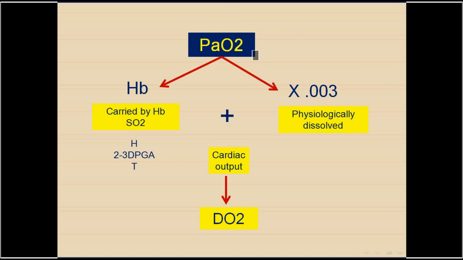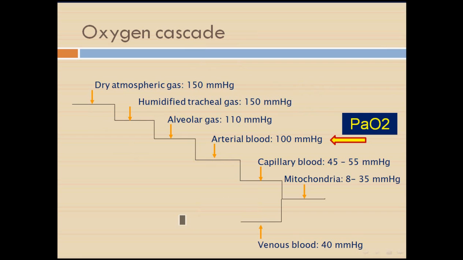That's why the partial pressure of oxygen will determine how much will be physiologically dissolved and how much will be carried by the hemoglobin, because there are competitors for the oxygen on the hemoglobin, which are hydrogen ion, 2,3-diphosphoglyceric acid, and the temperature. And these together will form the oxygen content. If you multiply it by the cardiac output, this means how much will be delivered per minute. This is the arterial partial pressure of oxygen.